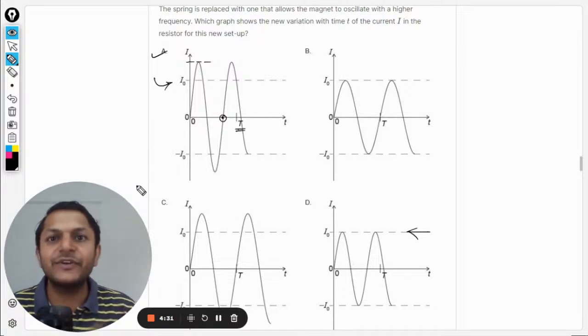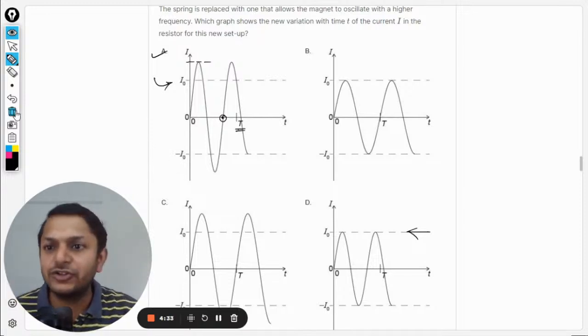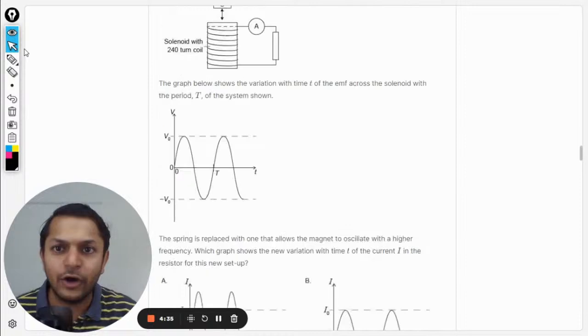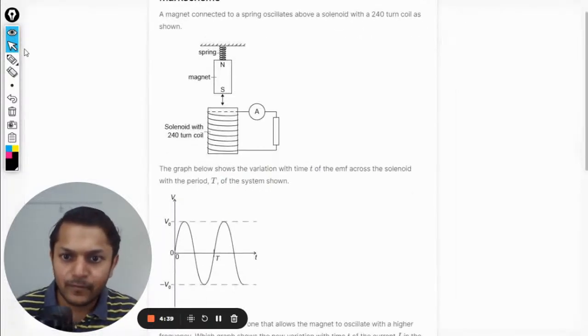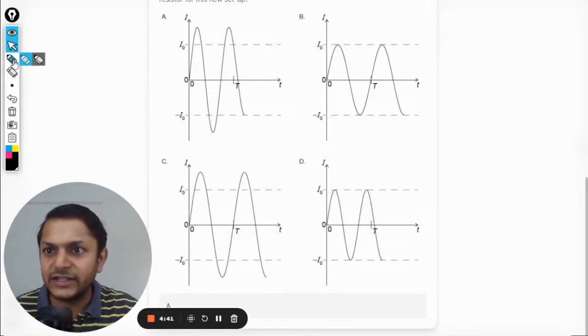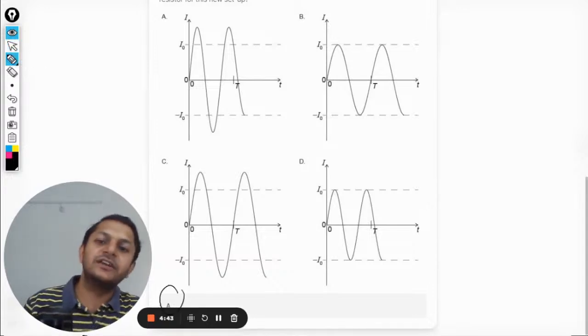Okay, dear students, this is Professor Varun. I think things will be very clear. I will show you the mark scheme, whether the answer is A or not, but I'm sure the answer should be A. And yes, clearly you can see here the answer is given as A.